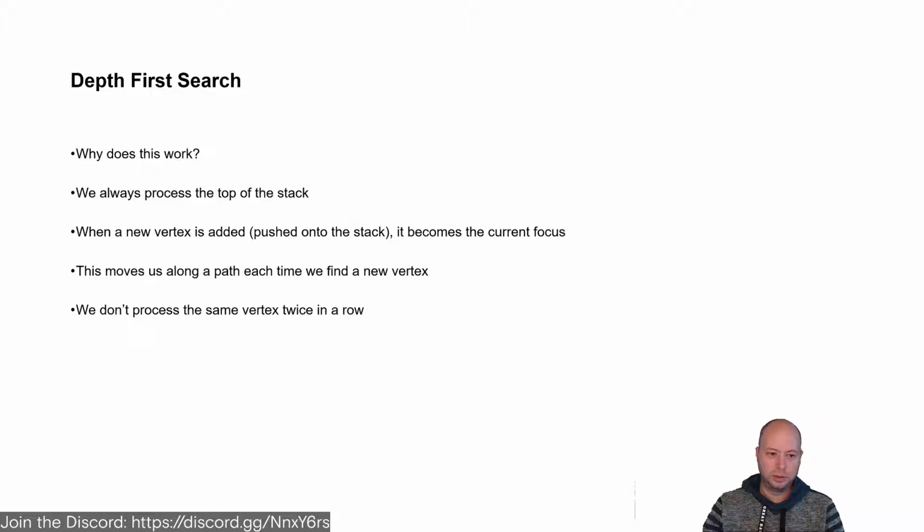So why does this work? Well, we are always looking at the top of the stack, and when a new vertex is added, it's pushed on top, so that becomes our current focus, and it moves us along a path each time and adds a new vertex when there is one. And if we don't have anything to go to, then it pops off, and then we're back to the depth that we were in before we pushed down deeper into that portion of the graph. And we don't process the same vertex twice, because if we always check against that visited flag, we're kind of guaranteed to only ever have one of each vertex on the stack.